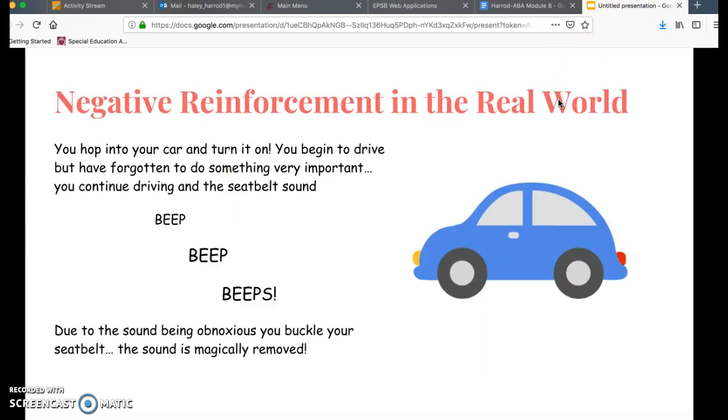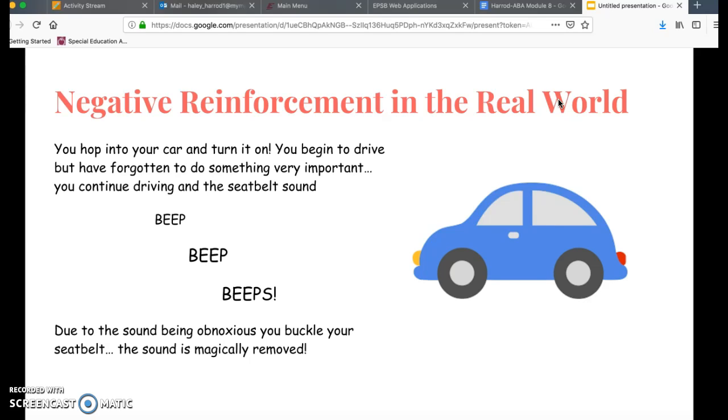So here's an example of negative reinforcement in the real world. Just imagine hopping into your car and you turn it on. You begin to drive and have forgotten to do something very important. You've forgotten to buckle your seatbelt. So the car begins to beep.